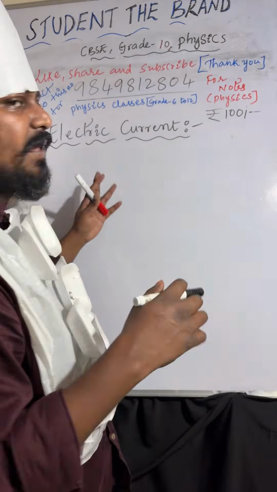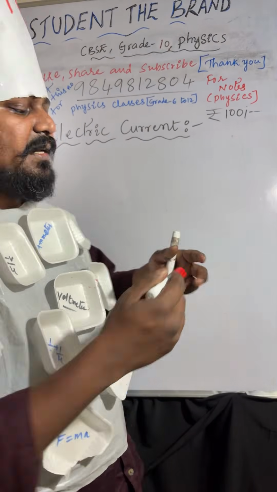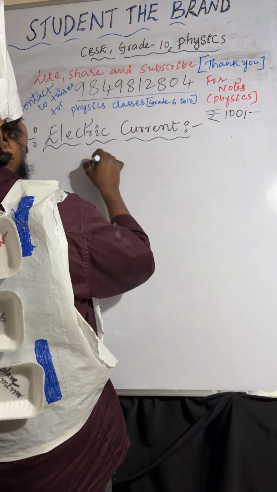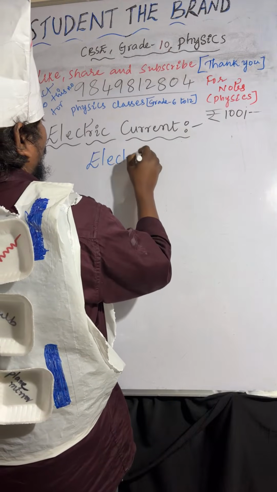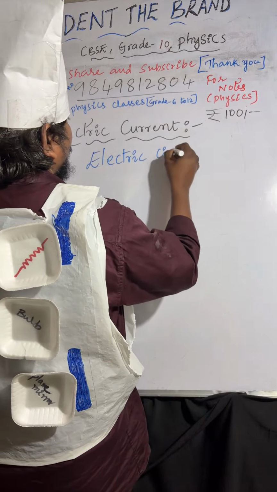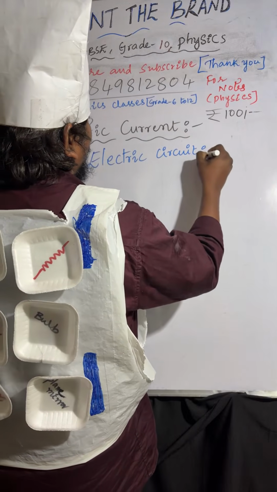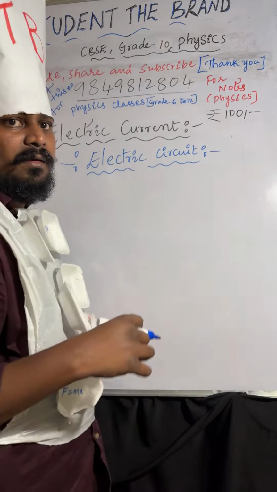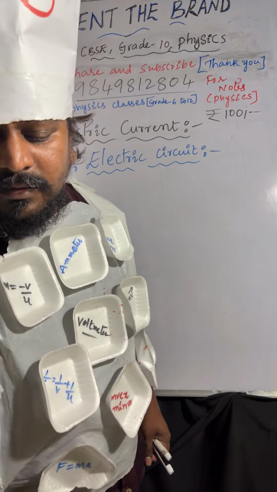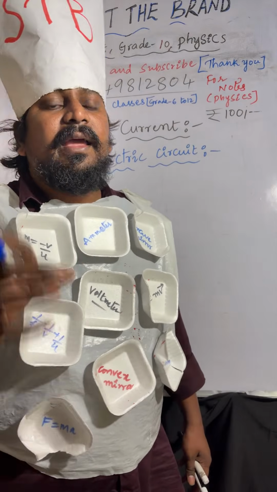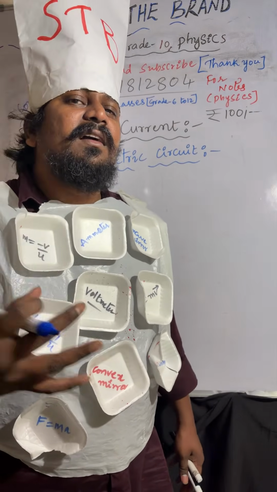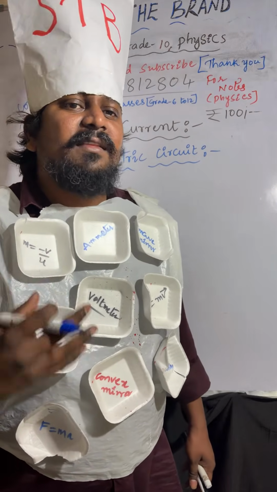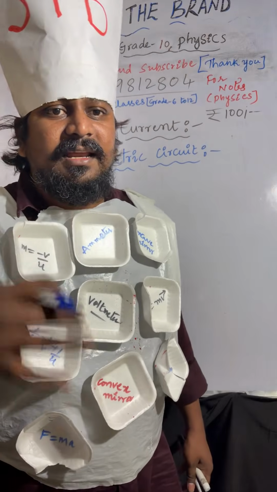Now we can see the electric circuit. A closed and continuous path of an electric current is known as an electric circuit.